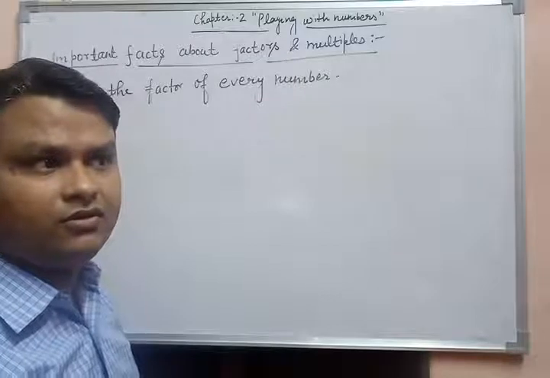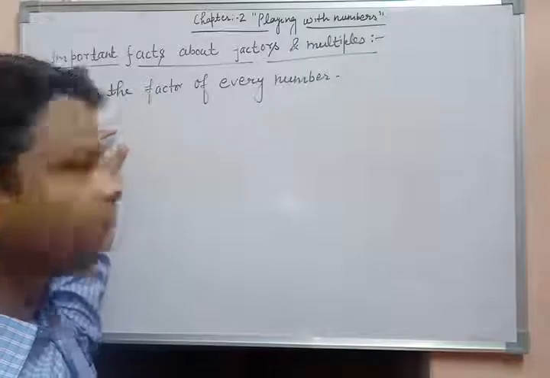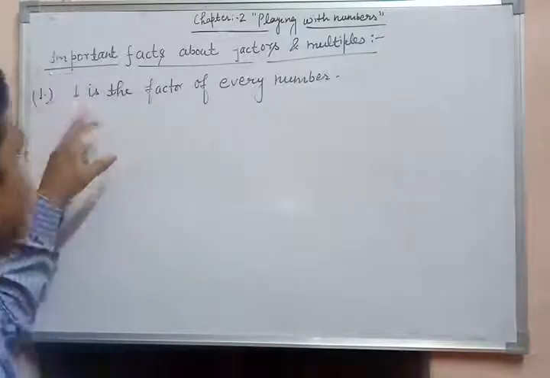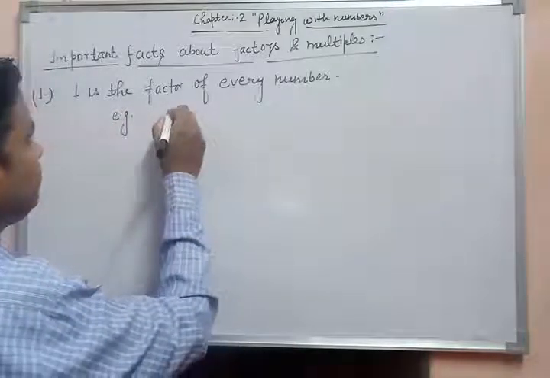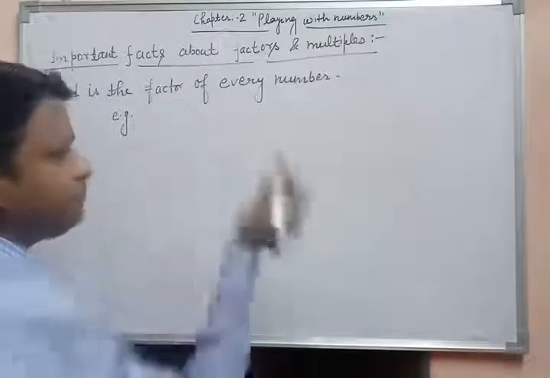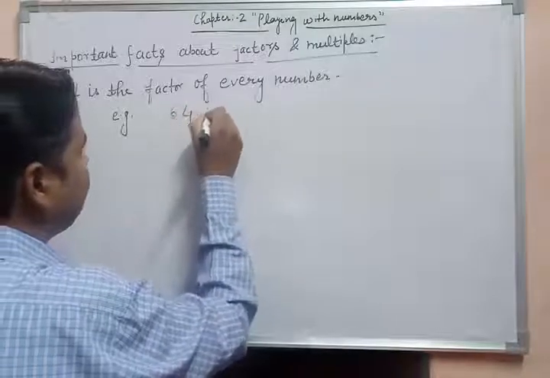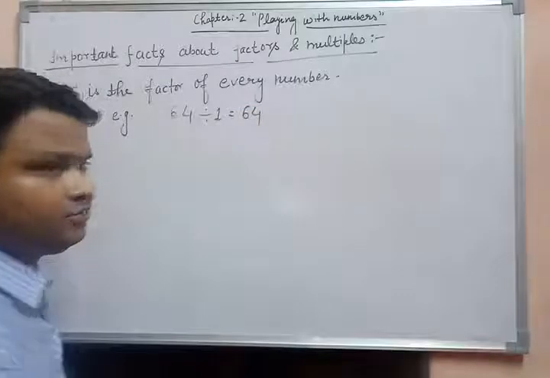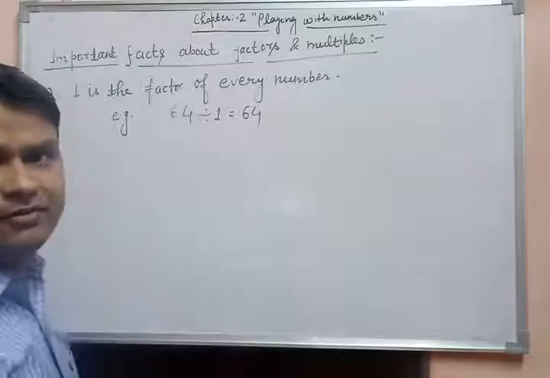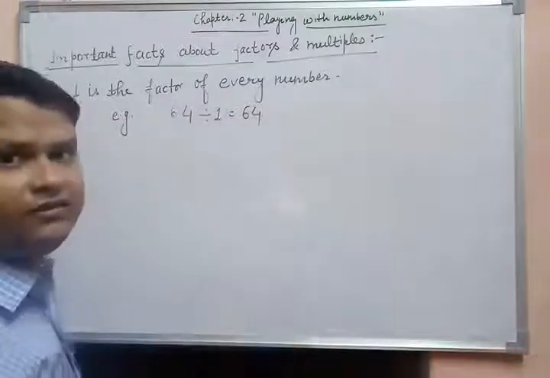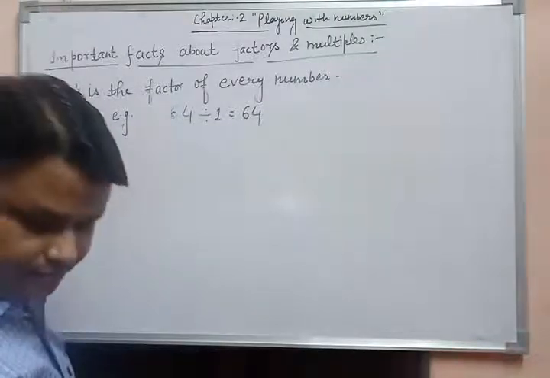For example, no number is made without 1. Okay students, so 1 is the factor of every number. For example, if we divide any number, just like 64, then we will get the number 64. So this shows that 1 is the factor of every number, because if we divide 64 by 1, then we will get the result 0, or we will get the remainder 0. So 1 is the factor of every number.